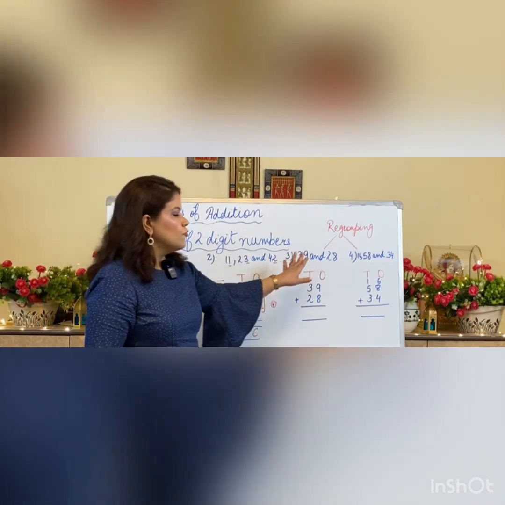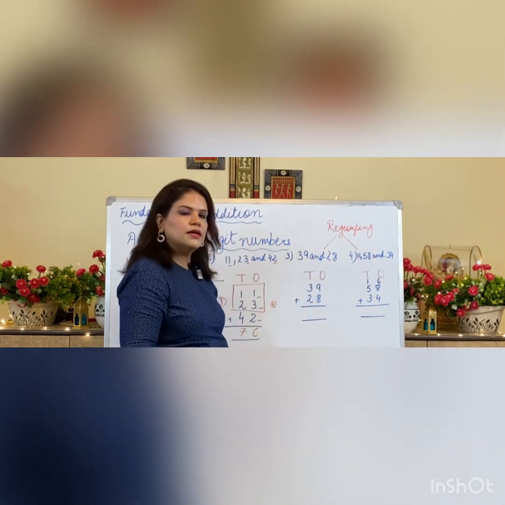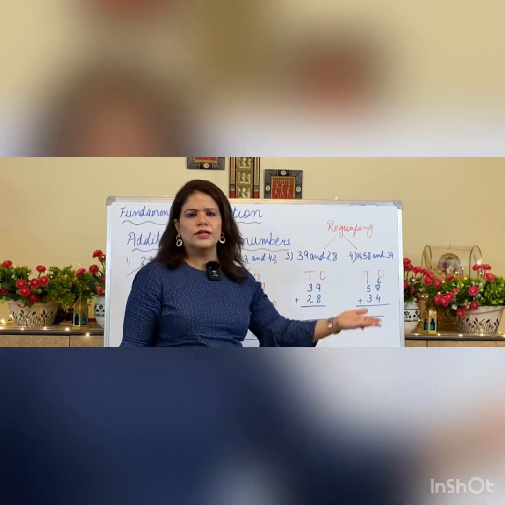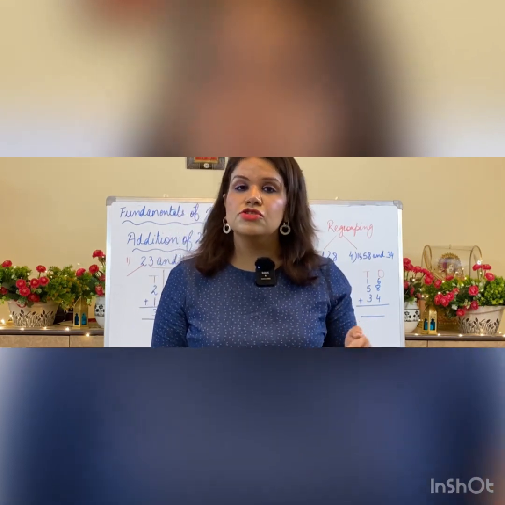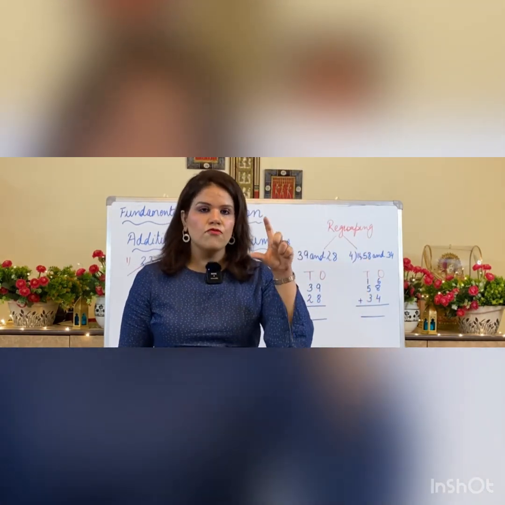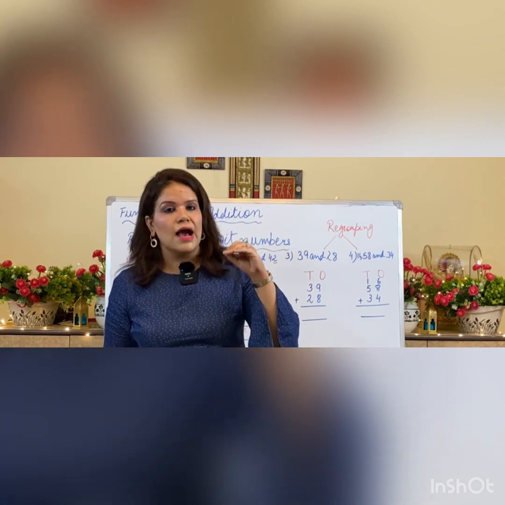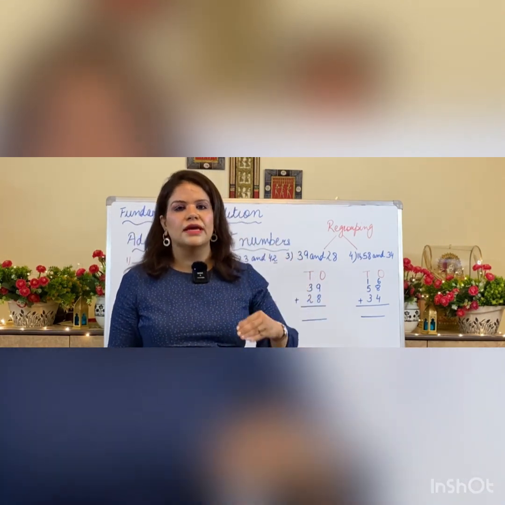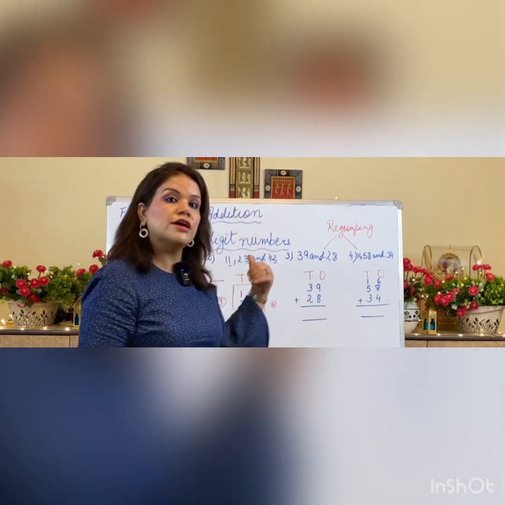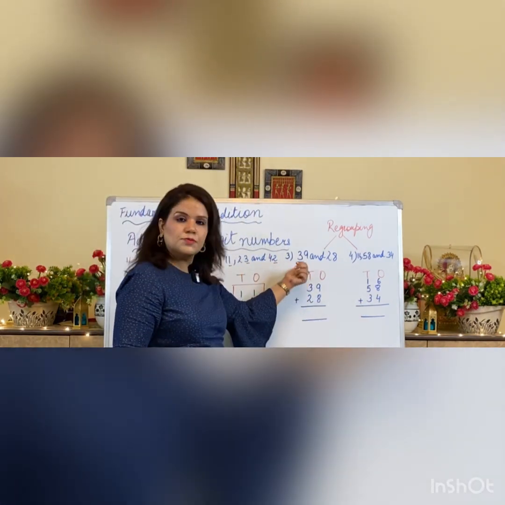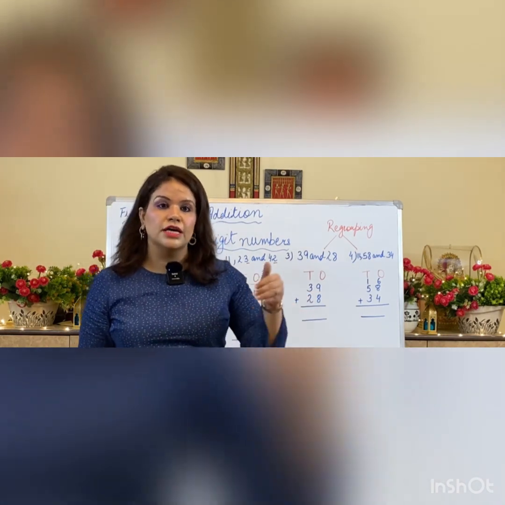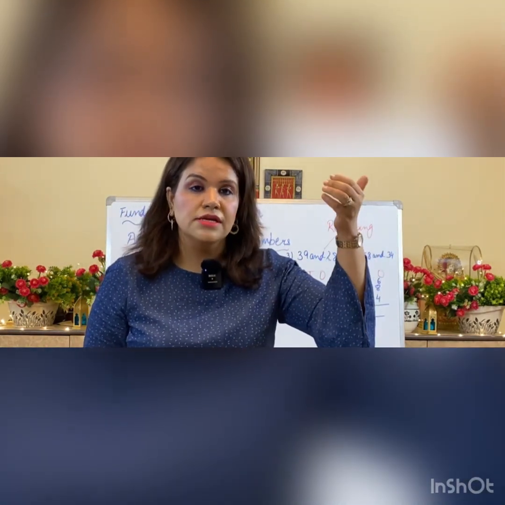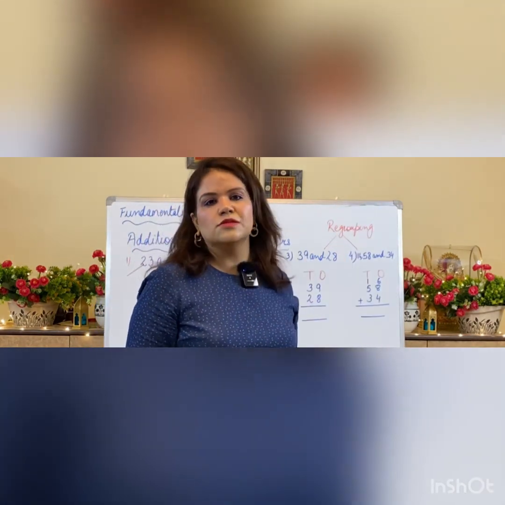Now for the regrouping, I will be writing them in the same way. I don't know whether this question will have regrouping or not. This I will get to know after adding the ones place numbers. If the sum of the ones place numbers is a 2 digit number, then I will be taking the digit at the tens place into the tens place column. Is it clear? This is called regrouping, that we keep the tens digit of the ones place answer in the tens place column.